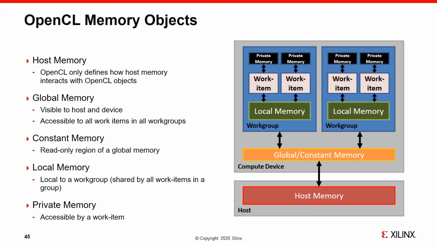Constant memory is simply a read-only region in this global memory. A local memory is connected to a workgroup and shared by all workgroup items. Private memory is memory that is only accessible by a work item. On an FPGA, local and private memory can be implemented in on-chip memories inside the FPGA.